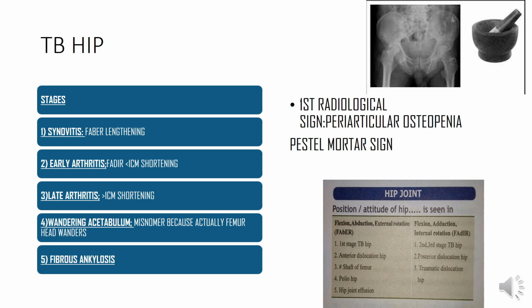The fourth stage is wandering acetabulum. It is a misnomer because actually it's the femur head that wanders, not the acetabulum. The fifth stage is fibrous ankylosis. The first radiological sign is periarticular osteopenia or pestle mortar sign.